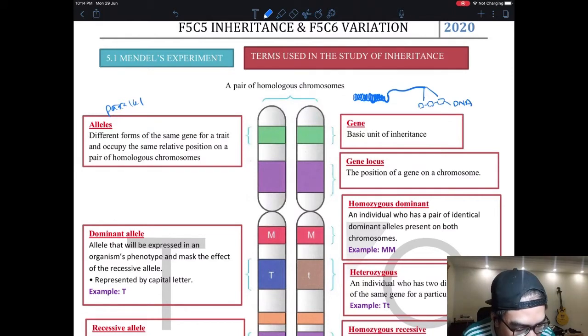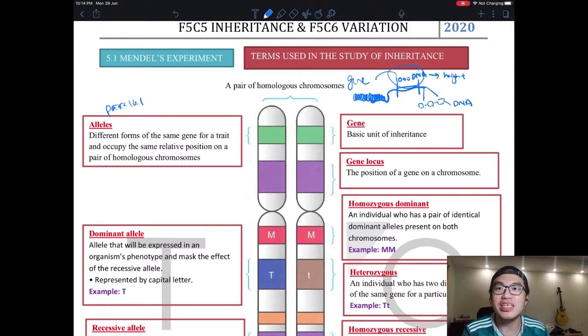Let's say this sequence has 1000 DNA, and these 1000 DNA determine your height. We classify these 1000 DNA as a gene. It's a unit. You cannot split them up, it means nothing. You have to put them together and it determines your trait. So this is your height gene. I hope I'm making sense here. This sequence of DNA determines your height.